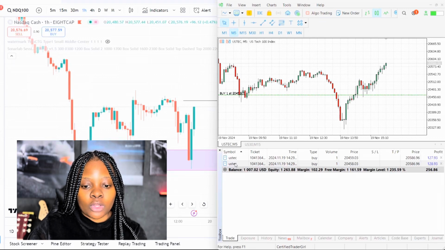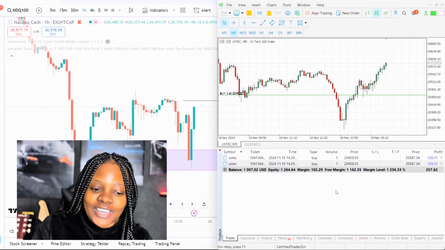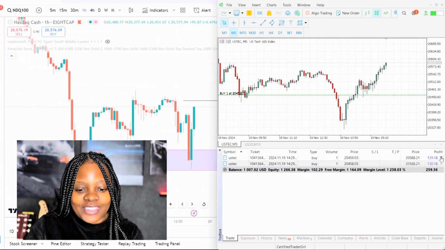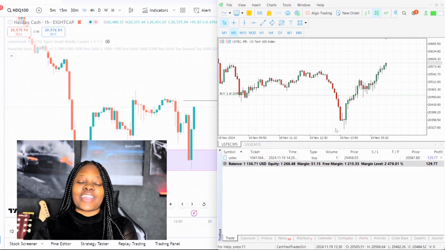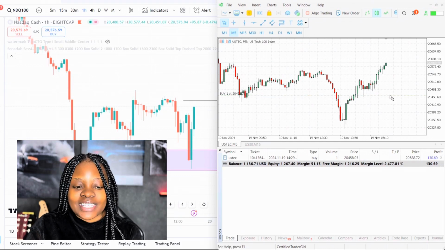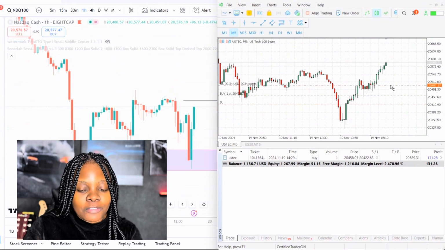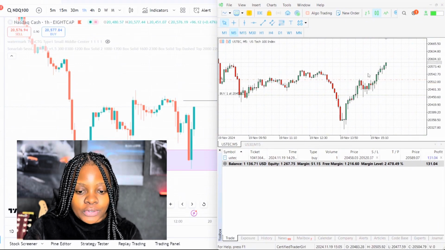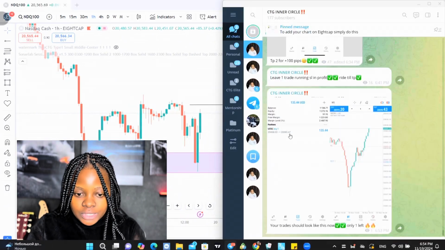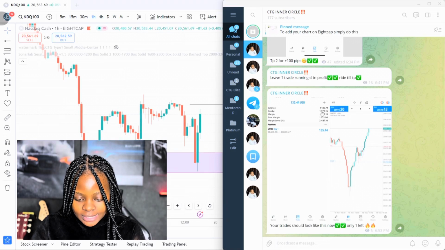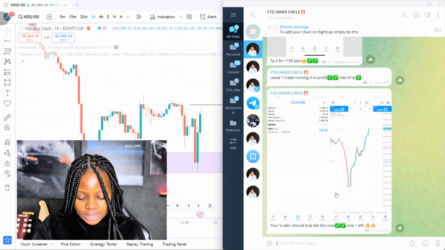We're going to go ahead and close one trade, and we have $1,000 in the account. Let's just close another one. That's $1,136 in the account. Our stop loss is in profit right now, as I told the whole inner circle. And that's it, guys. Let me just update them that their trade should look exactly like mine so that no one is left unattended. That's about it, guys.